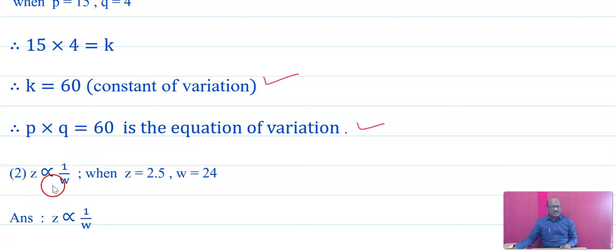Next, Z is inversely proportional to W, when Z is equal to 2.5 and W is equal to 24.